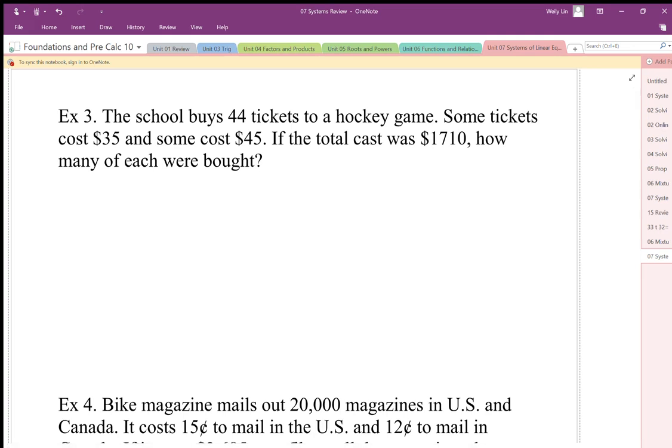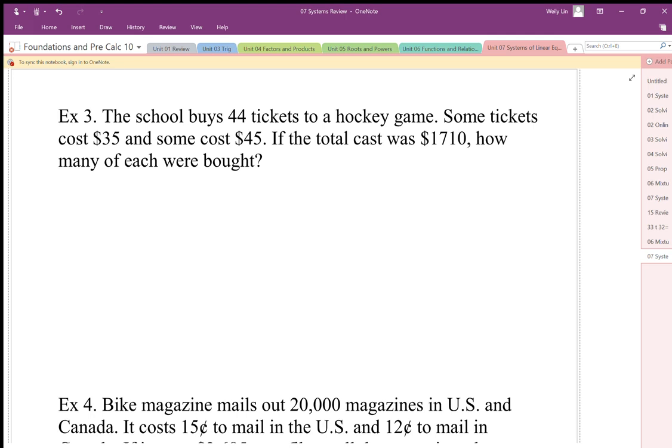The school buys 44 tickets to a hockey game. Some tickets cost $35 and some tickets cost $45. The total cost of all these tickets was $1,710. So how many of each ticket were bought?